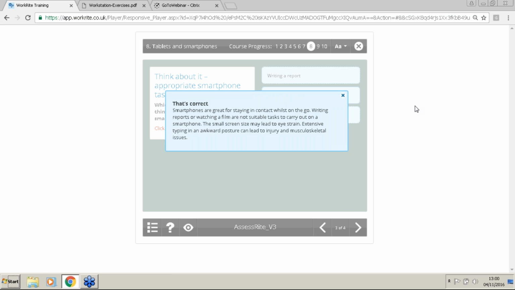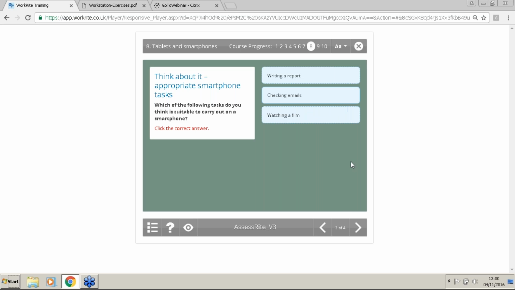Smartphones are great for staying in contact whilst on the go. Writing reports or watching a film are not suitable tasks to carry out on a smartphone. The small screen size may lead to eye strain. Extensive typing in an awkward posture can lead to injury and musculoskeletal issues, so don't do it.